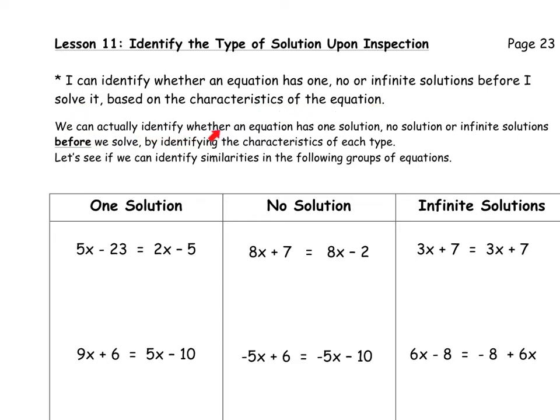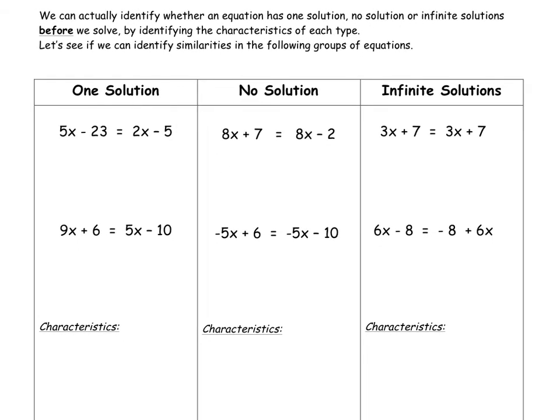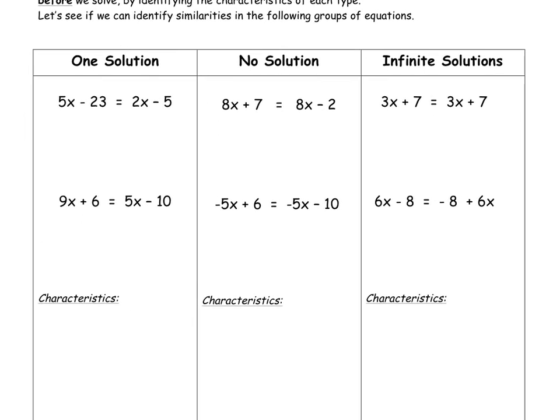We can actually identify whether an equation has one solution, no solution, or infinite solutions before we solve it by identifying certain characteristics of each type. So let's see if we can identify similarities and possible differences in the following group of equations. We're going to start by looking at the infinite solutions because I think that is perhaps the easiest. So I'd like for you to highlight the terms that have the same variable.